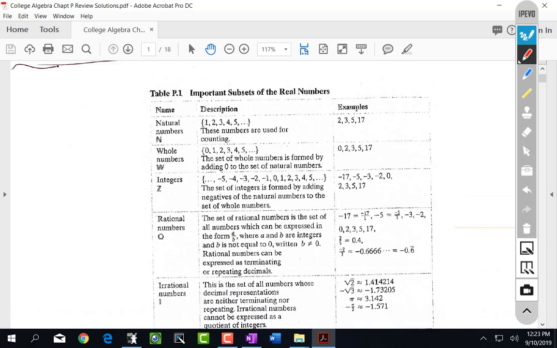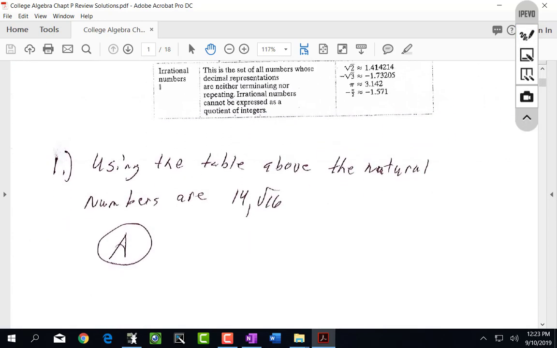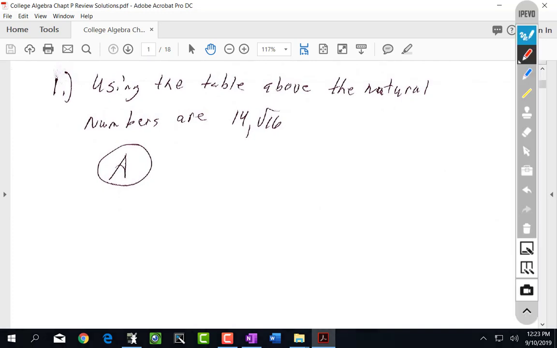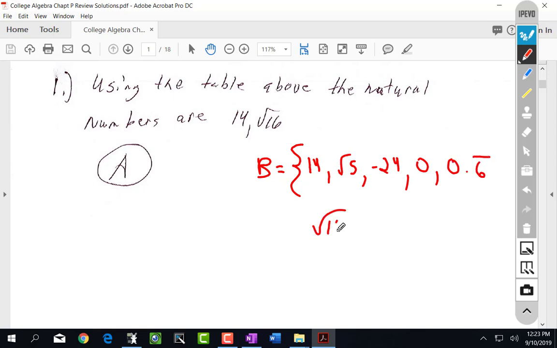So as I look over this list right here, I'm going to go ahead and write down this list of numbers that we have on our review. So it says that in my set I have B equals, and then it gives me the set of 14, the square root of 5, -24, 0, 0.6 repeating, and the square root of 16. So there's my set of numbers.